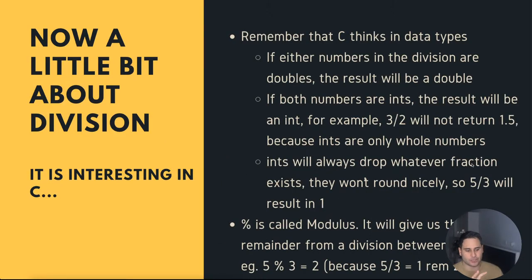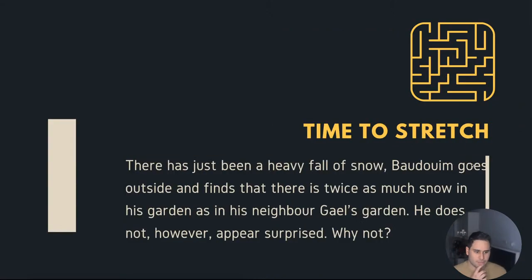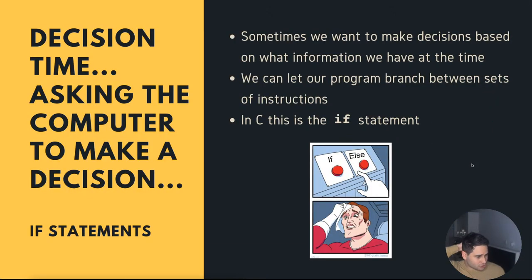And I mentioned that if you divide two integers, you get back a double, right? Because that's how it could be evaluated. It might not be a full number. Okay, that was the stretch video.